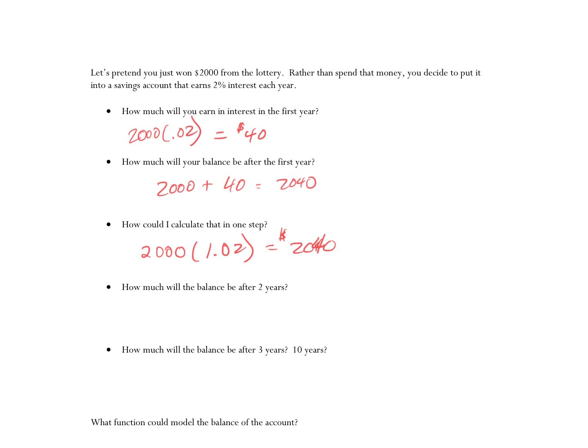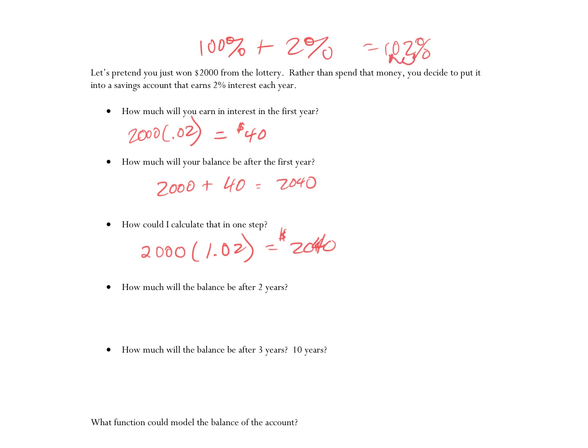I don't know how we got the 1.02. In the same way as when we were doing those growth factors, you have 100% of your money plus another 2% of your money. So 100% plus 2% is 102%, yes? And to change percents to decimals, you move that decimal twice.